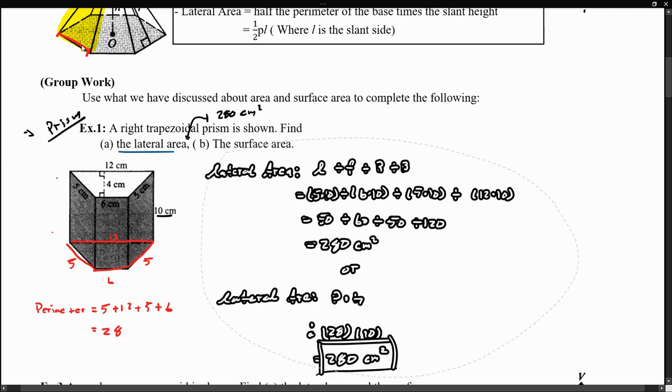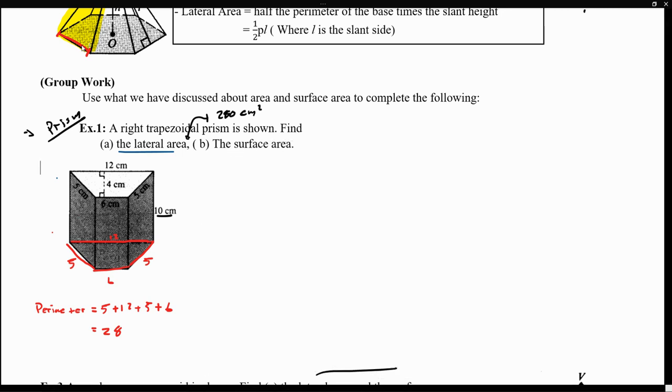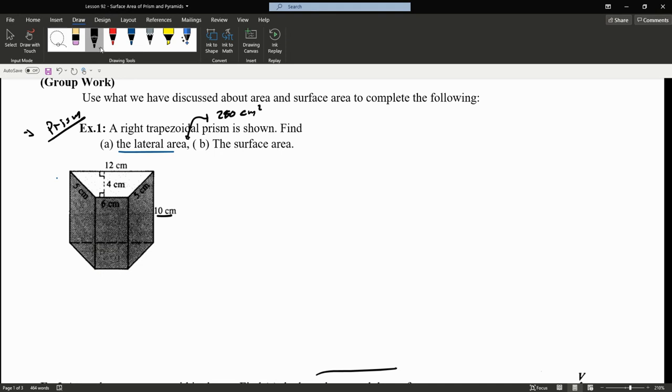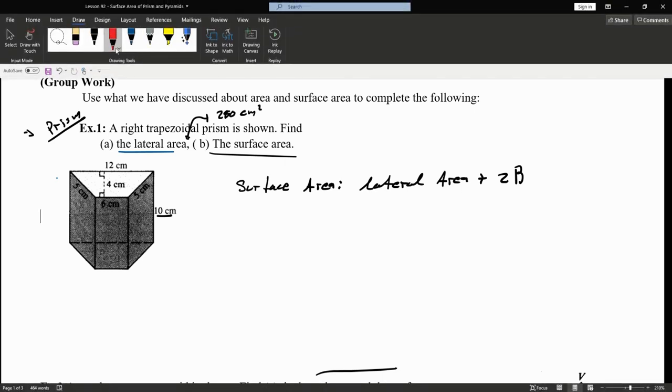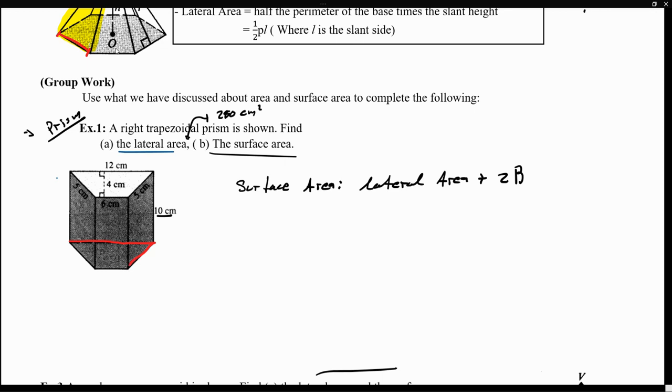But we also want to find out something else. So let me just make some space. So now we just found out that the lateral area is 280. But now what we want to do is find the surface area. Recall that the surface area is equivalent to the lateral area plus 2 times the base, or the area of the base. But what do we have as the base? Well, notice that now my base is a trapezoid.